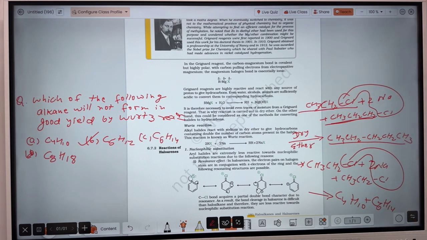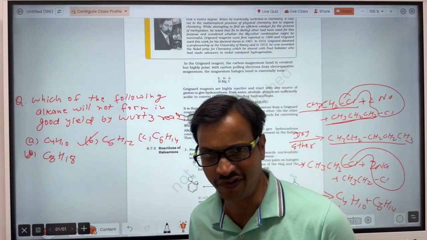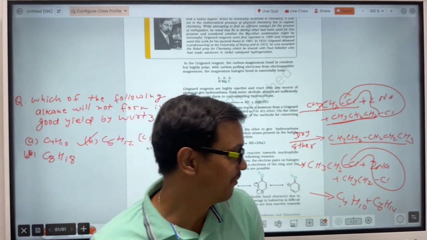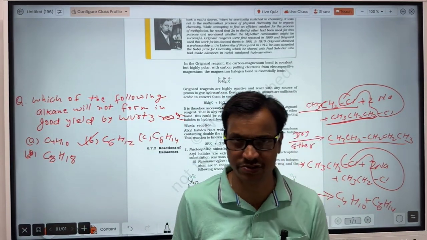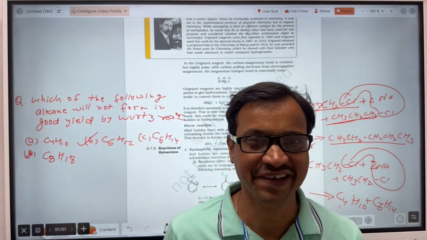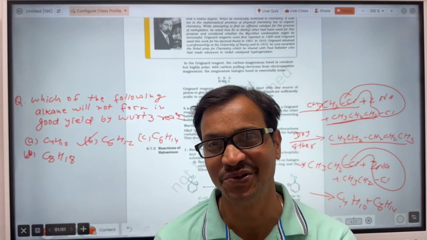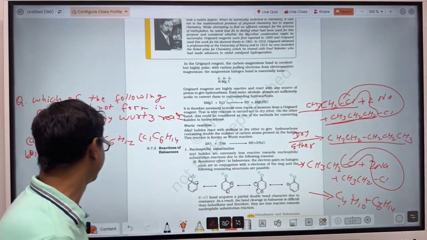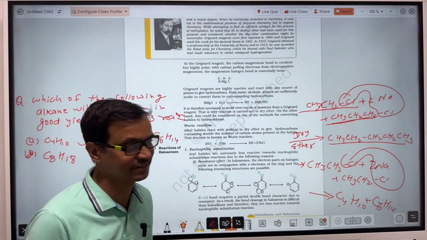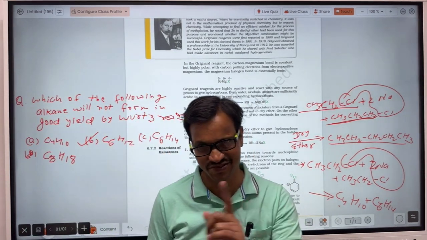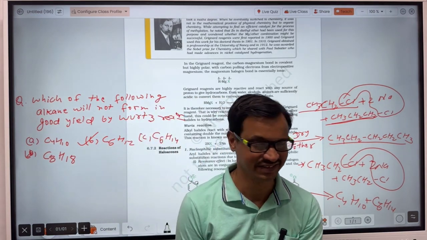So when you react chloroethane and chloropropane with sodium, there will be formation of butane, hexane as well as pentane. Pentane will form, I am not saying that pentane will not form. But in addition to pentane, there will be formation of butane and hexane also. So pentane will not form in good yield. That's why this is the option. That was 2-3 years earlier. This question was asked in the NEET examination, so you may verify there.